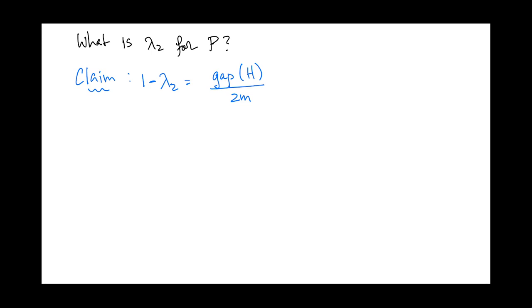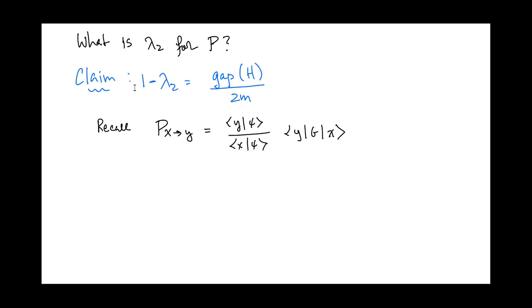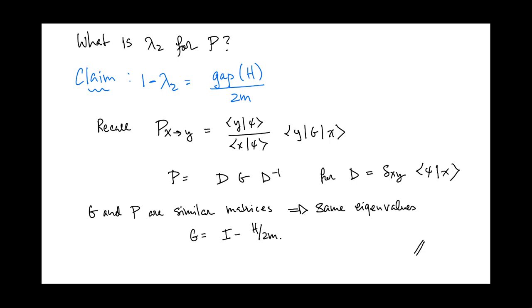So if I have a 1 over Pauli gap in my Hamiltonian, I'm going to get 1 over Pauli downstairs here. Okay? And this just comes from plugging in the definition of the probability distribution and observing that I'm taking G and multiplying on either side by the diagonal, and the diagonal inverse, where this is just the amplitude of x in the state psi. And since G and P are similar, they have the same eigenvalues, and the eigenvalue of G is just going to be 1 minus lambda over 2m.